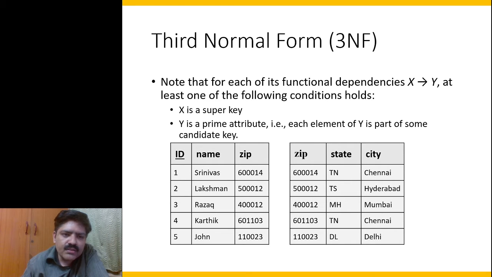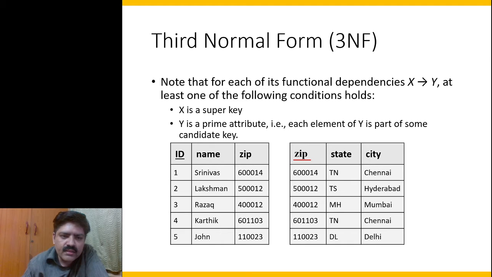Here is a solution. So I can split it into two tables. In the first table, I may have ID, name, and zip. And in the second table, I could have zip, state, and city. And here I could make zip as the key. Okay. Now, if you notice, we can say that for every functional dependency X to Y, at least one of the following conditions should hold, right? So either X is a super key.